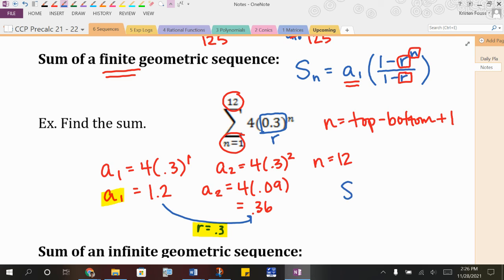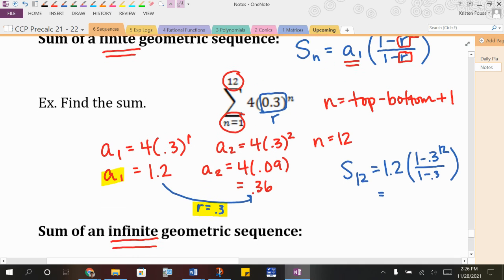So the sum of our 12 terms will be a1, so we said 1.2, times 1 minus 0.3 to the 12th, over 1 minus 0.3. And that will be the sum. Again, I will let you plug that in the calculator. We'll check that value tomorrow. So there's our finite sum. We've got a nice little formula for it.